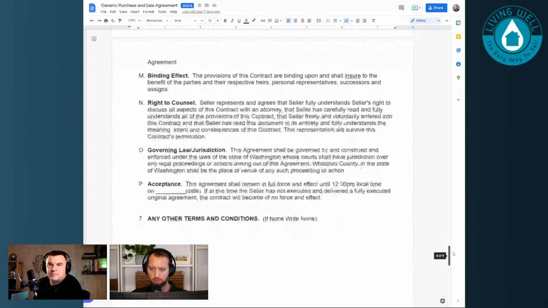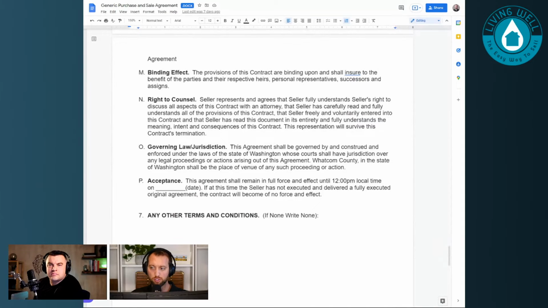Boilerplate stuff. Absolutely. It's a binding contract. This is a real contract. It states that in there. And then acceptance. This is a part I would point out to you, folks: is there a timeline on this contract? There should be. It's not, here's our offer and it's valid forever.